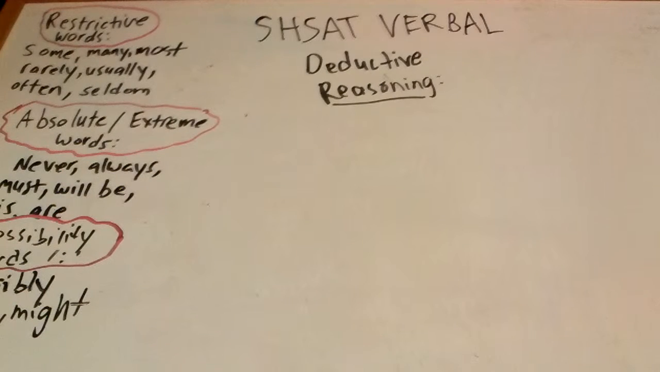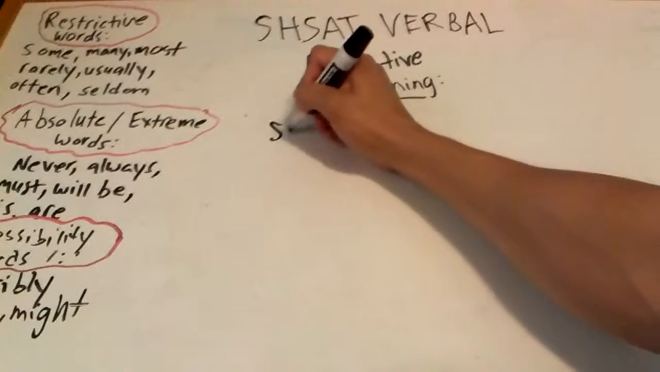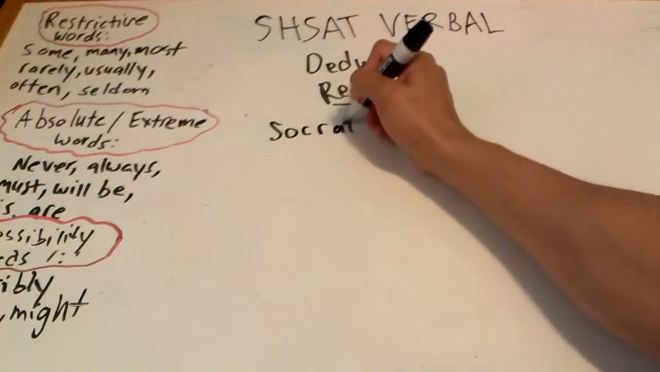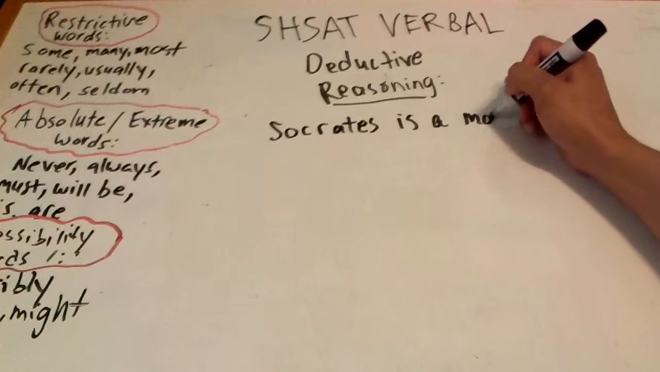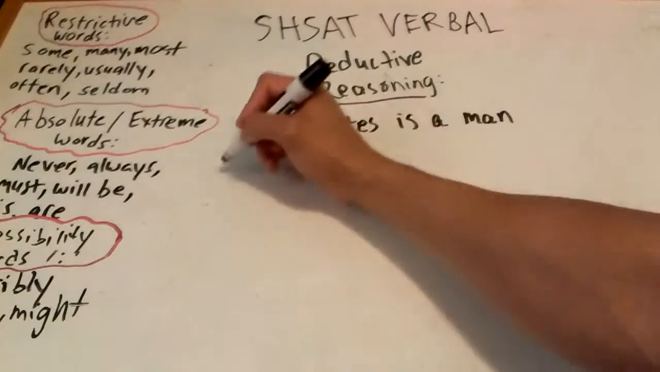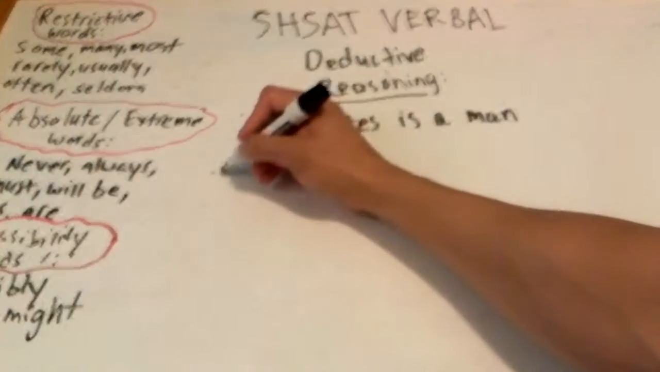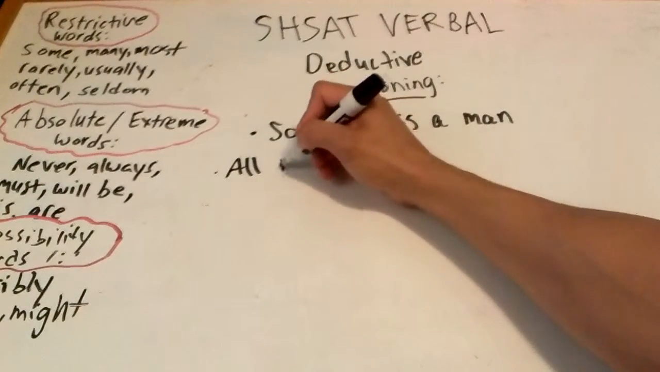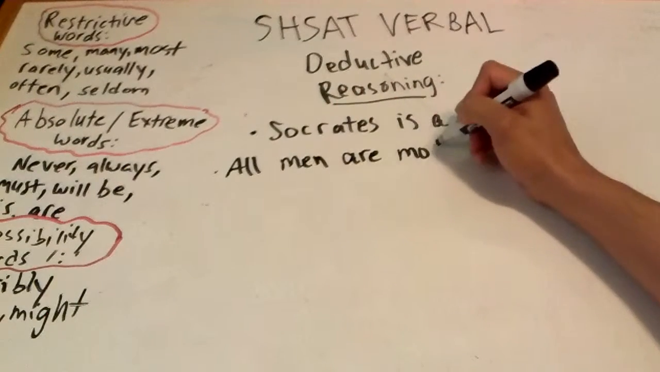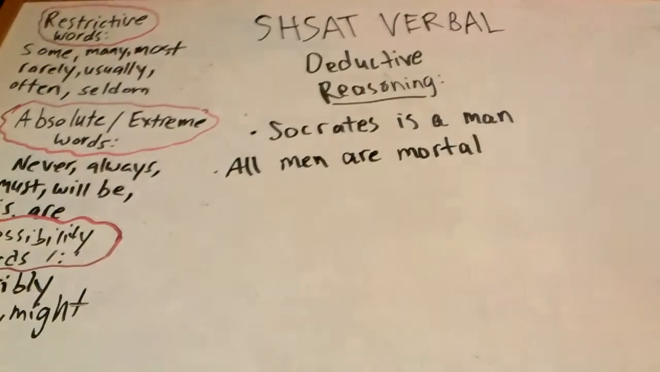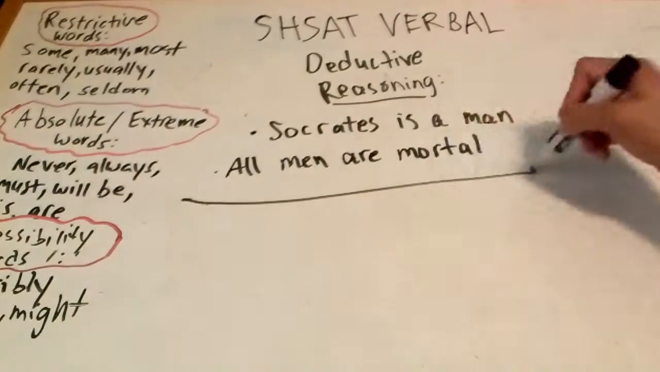So, I'll give you an example of how deductive reasoning works. This is a very common one, alright? Socrates is a man. That's one premise. The other one, all men are mortal. What can we conclude?